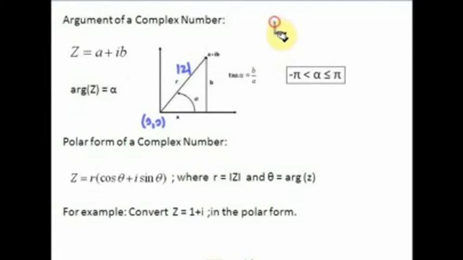The modulus of z, root z, is equal to the square root of a square plus b square, and is defined as the distance between the complex number a plus iota b and 0. R is equal to modulus of z.